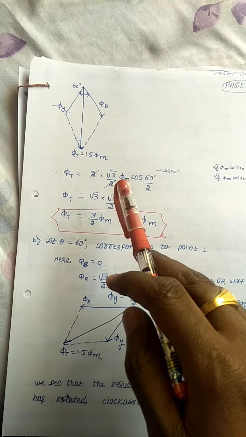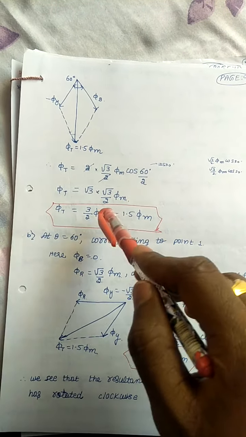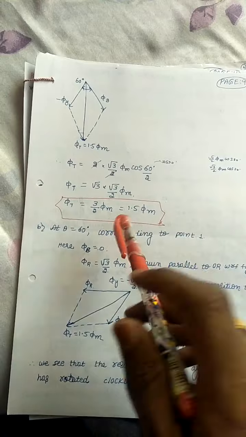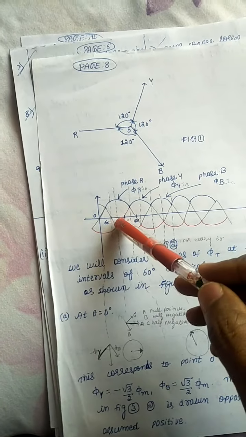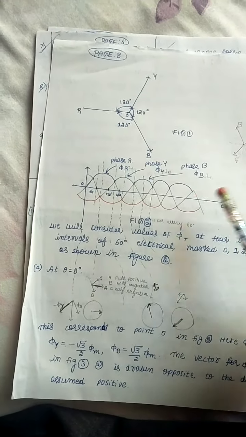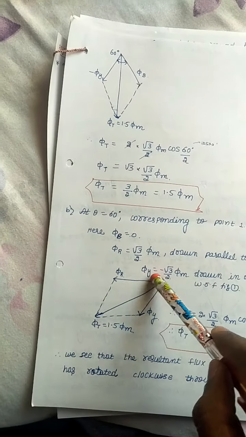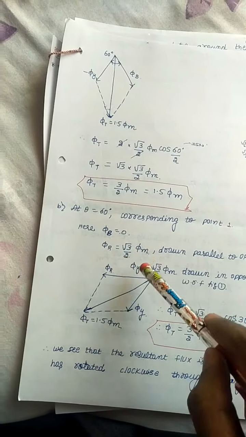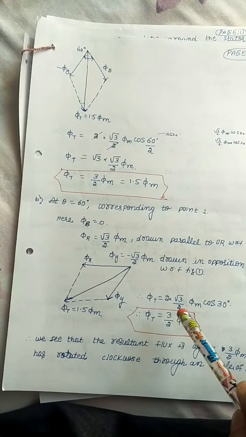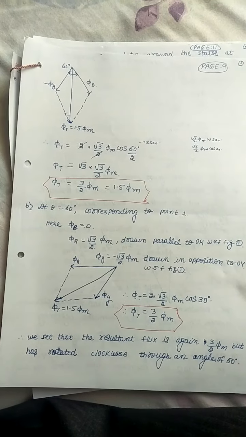Resultant vector phi T is equal to 2 times that value. If you simplify it, you get the resultant value as 1.5 times the maximum value of the flux. At theta equal to 60 degrees, the second case, what will happen? Here you get phi Y and phi R, and phi B is 0 in this case. The resultant of these two vectors is phi T, 1.5 phi m. So phi T is equal to 2 times this value. If you simplify it, you will get the resultant flux as 3 by 2 phi m.